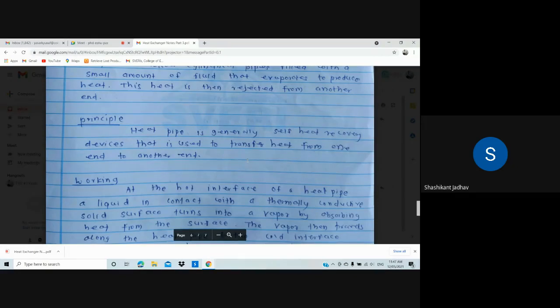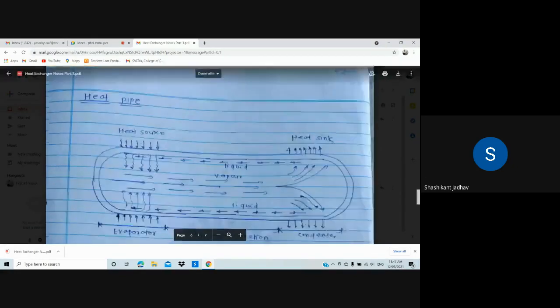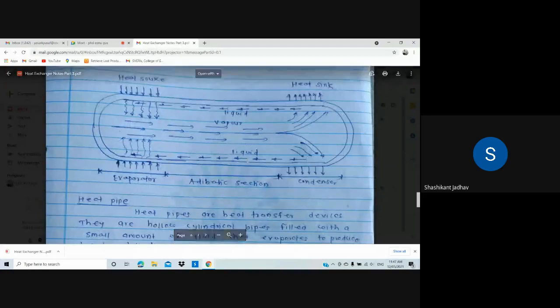Yes sir. Take a look at the diagram. Okay, so this is the heat pipe.